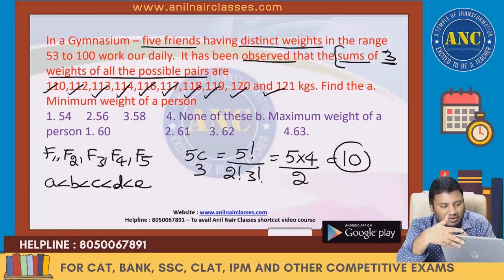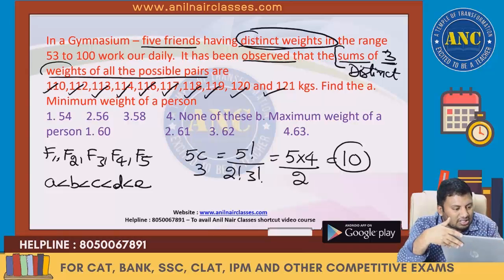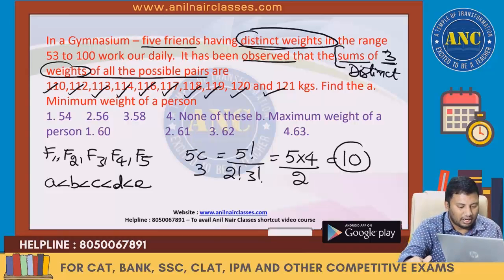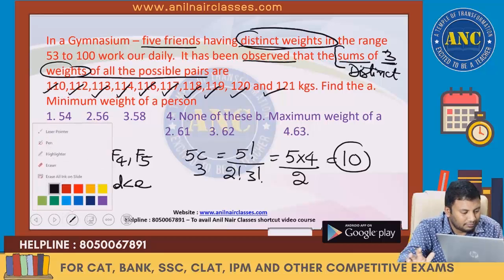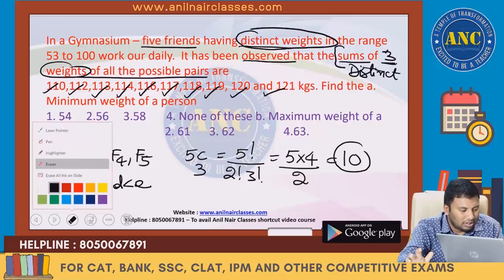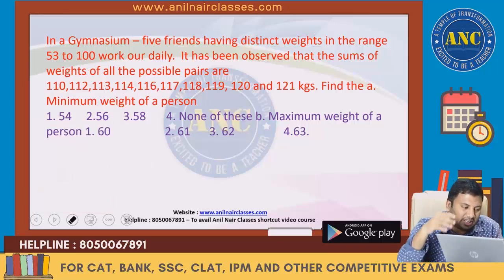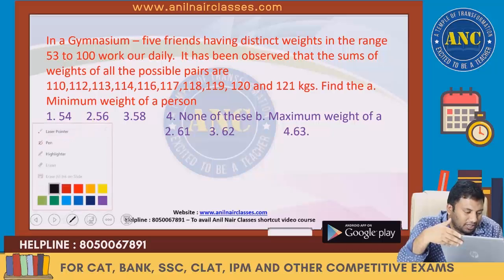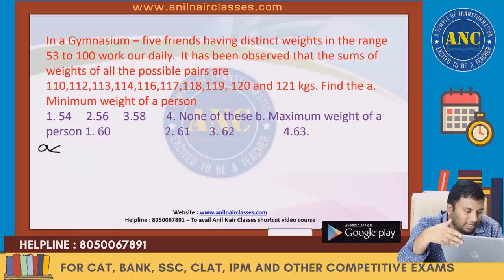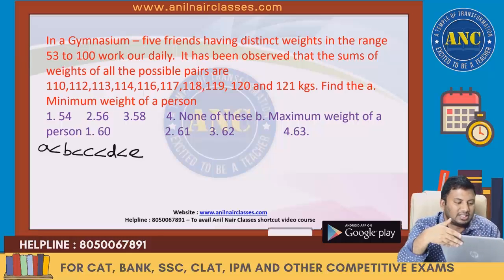What are all these 10 weights? Sum of 3 distinct weights. Distinct is important. Sum of the distinct weights. Now 5C3 is 10. Now listen carefully. Now what are the distinct weights? A is less than B is less than C is less than D is less than E.